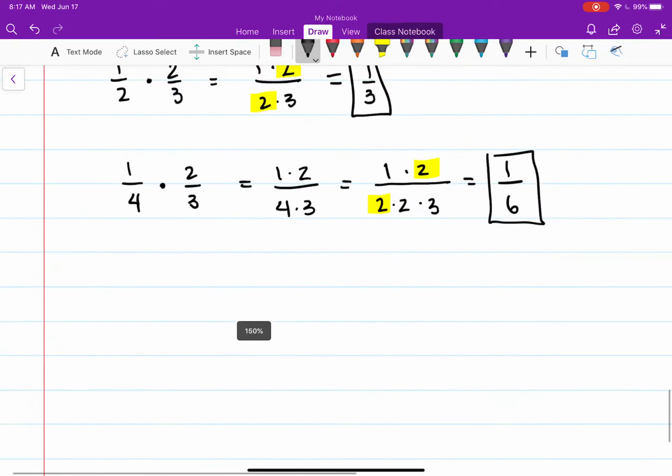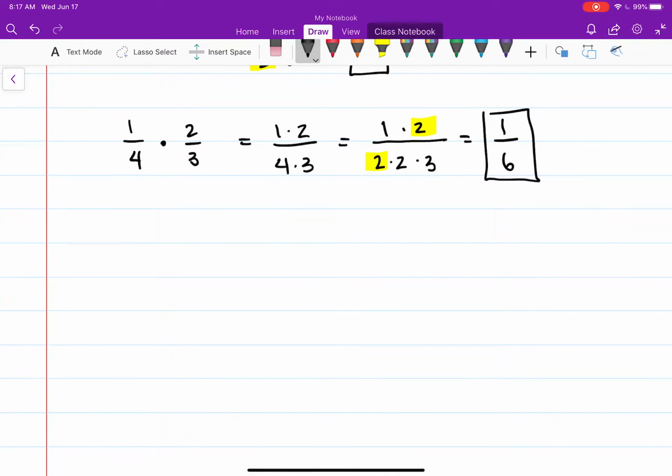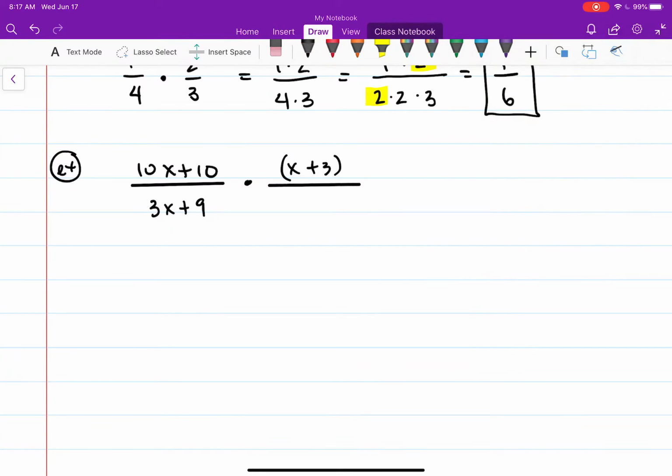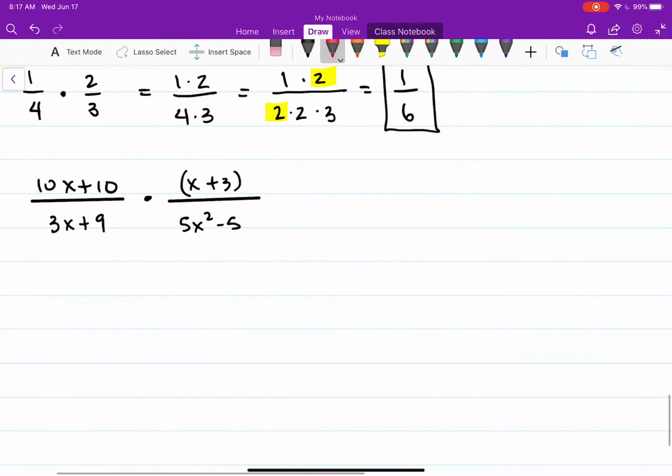So let's take a look at an example that would be what you would see in this particular section. Let's do something simple like (10x plus 10) over (3x plus 9), times (x plus 3) over (5x squared minus 5). So, step 1 is the same as above, which is factor top and bottom.